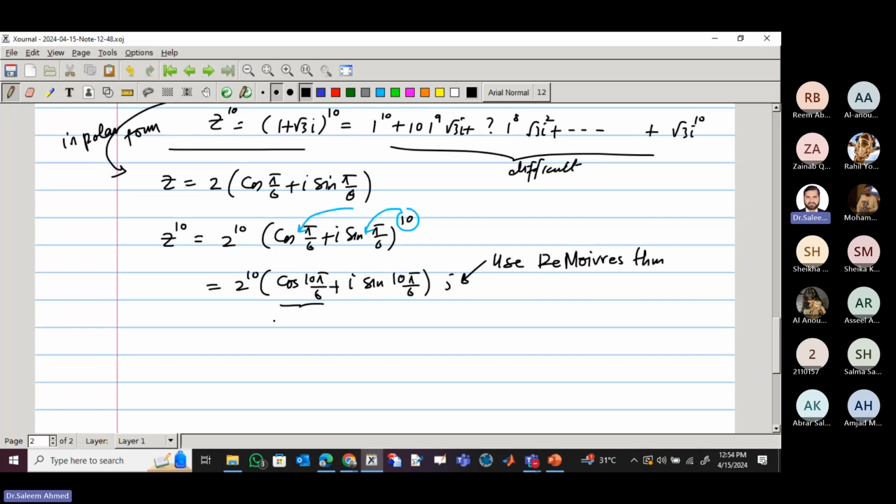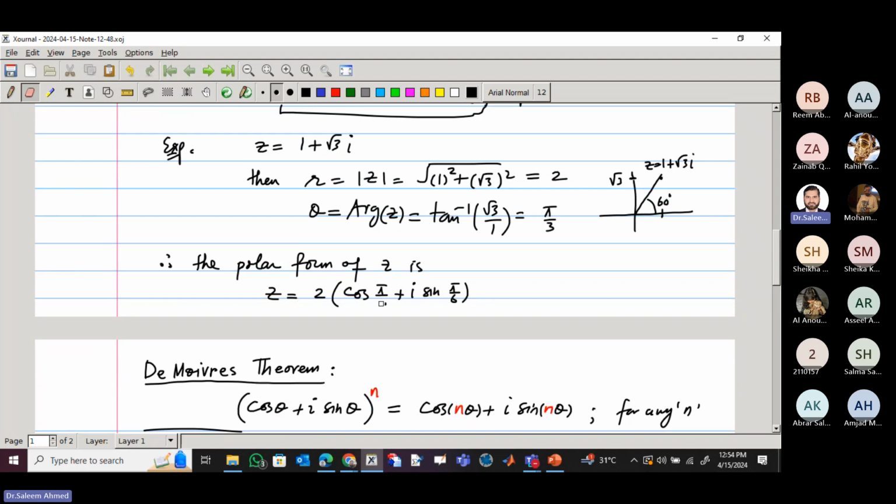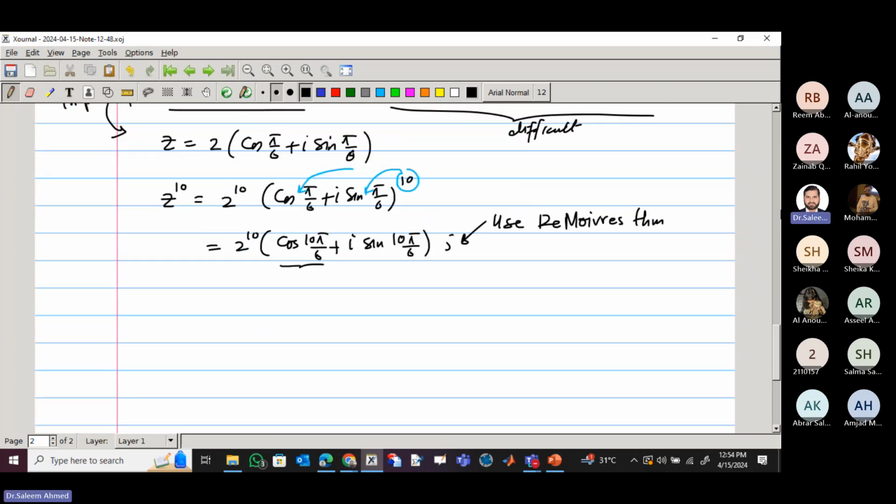Now cos 10 pi by 6 will be cosine 10 into pi, which is 180, by 6. 10 into 60, I can write. And it was pi by 3, sorry, not pi by 6. It was 60. You see, pi by 3. So I don't know why I wrote pi by 6. This is pi by 3, 10 pi by 3, and here it is also pi by 3.